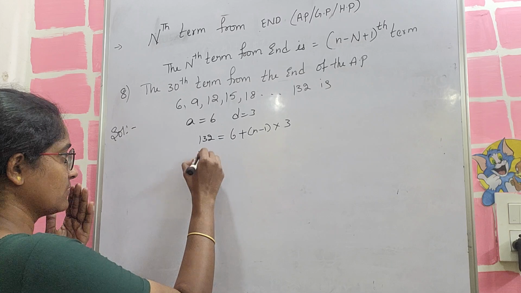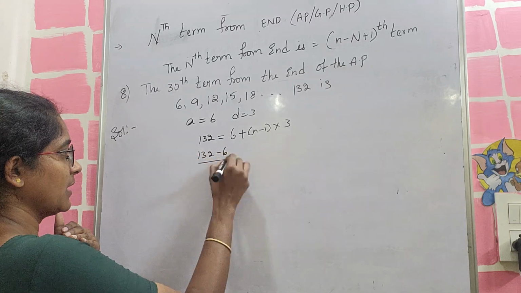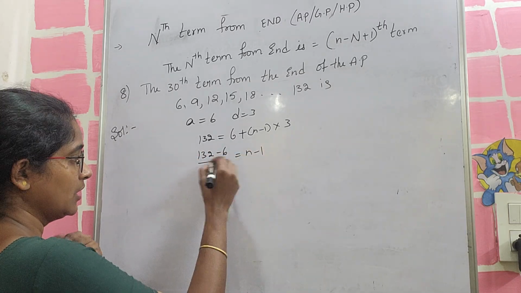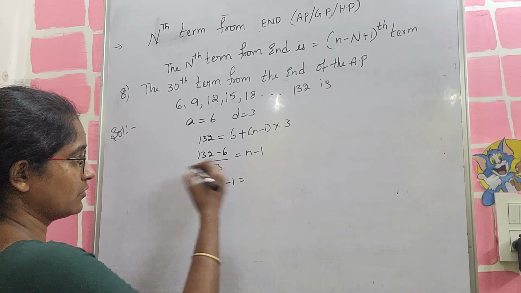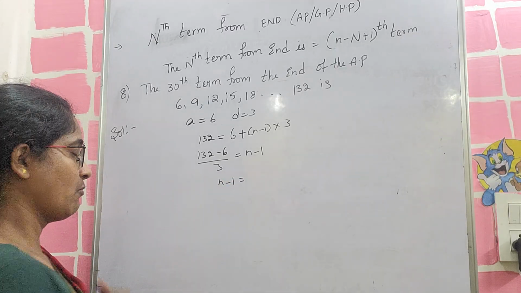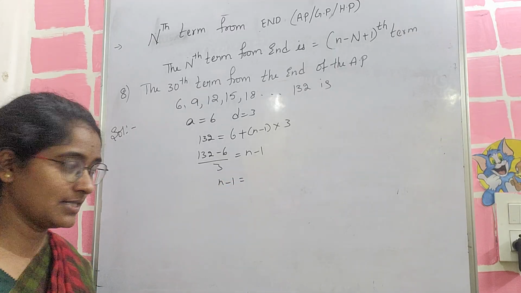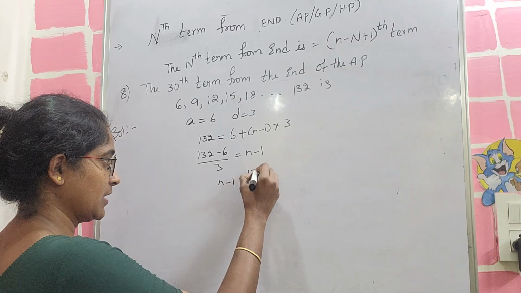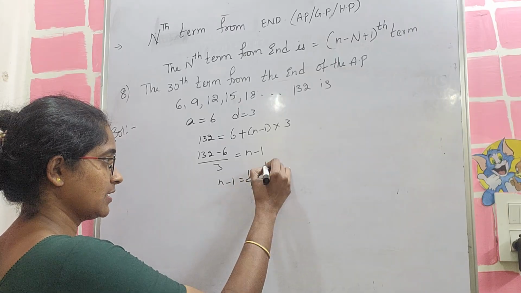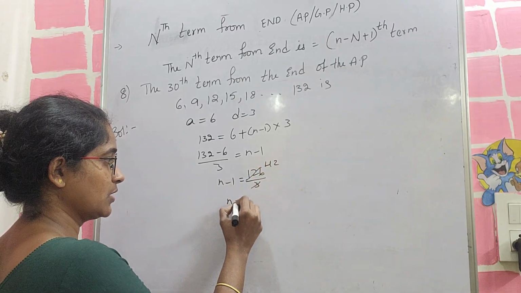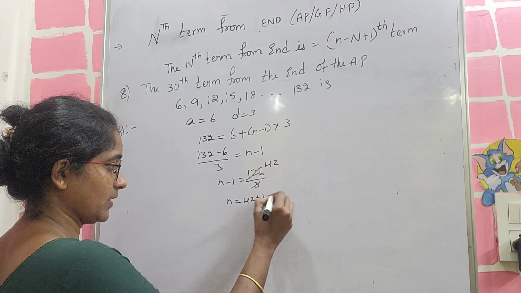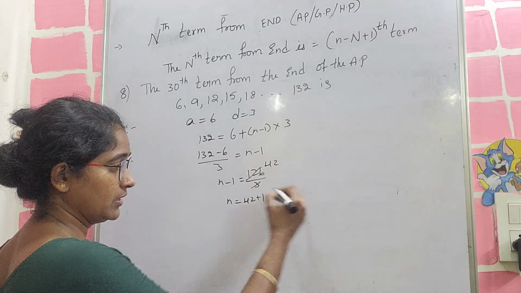So 132 minus 6 by 3 is equal to n minus 1. So n minus 1 is equal to 126 by 3. 3 times 42 is 126. So n is equal to 42 plus 1. So your last term is the 43rd term.